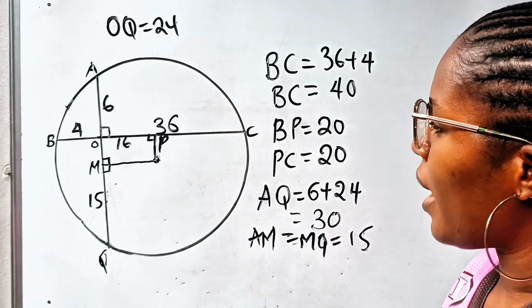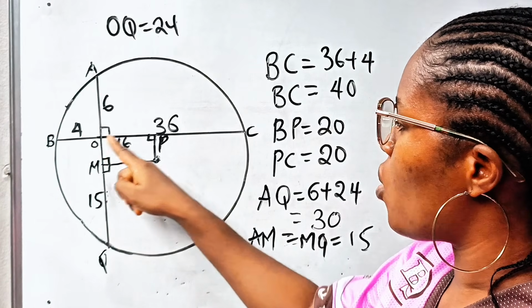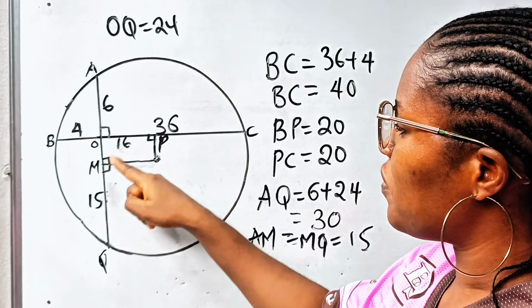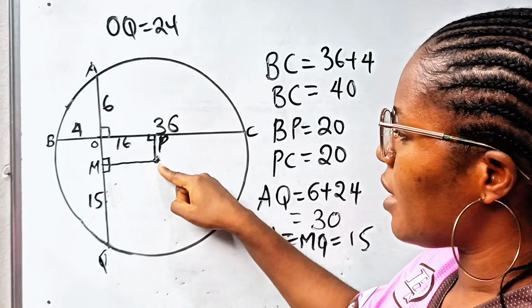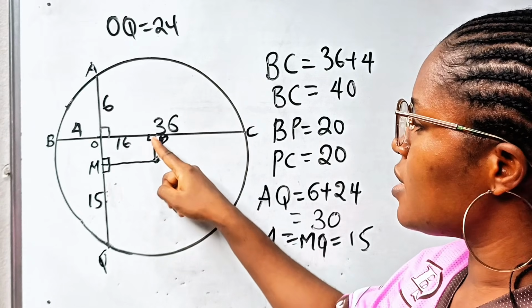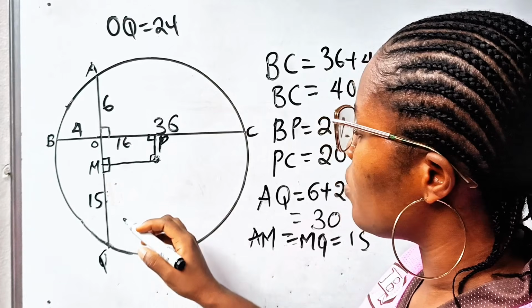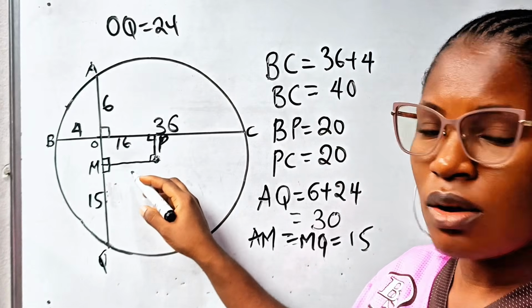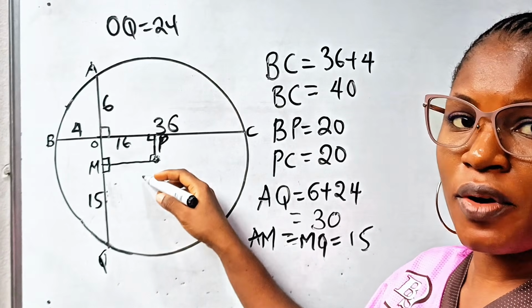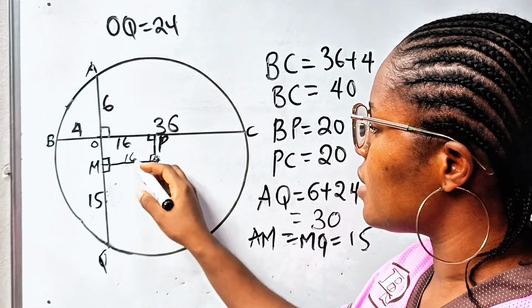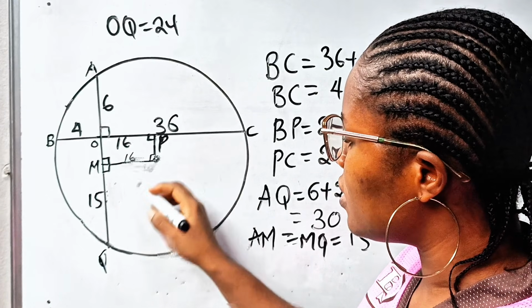Okay, now remember that from O to P is 16. So definitely from M to the center here it should also be 16. Since this is a right angle, this is a right angle, this is a right angle, it means this is a rectangle. So the opposite sides of a rectangle are equal. So here is 16 as well. Now let's join this to Q.